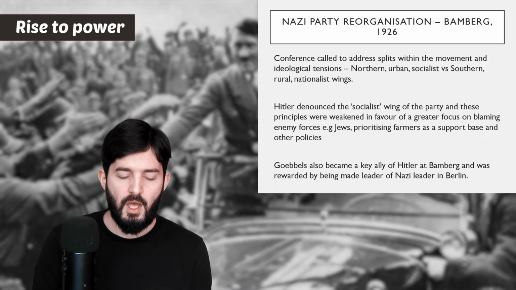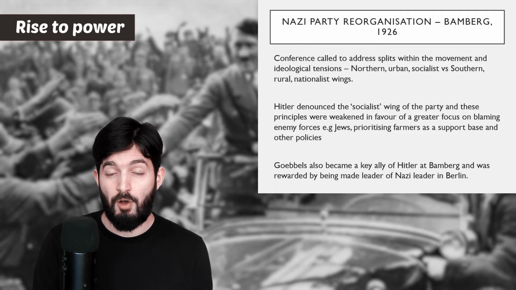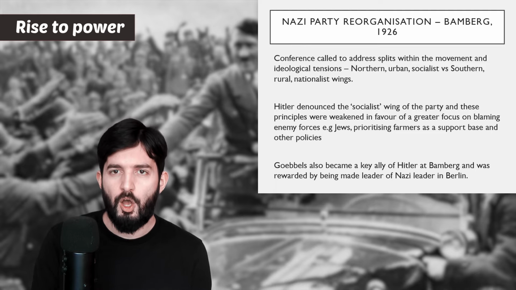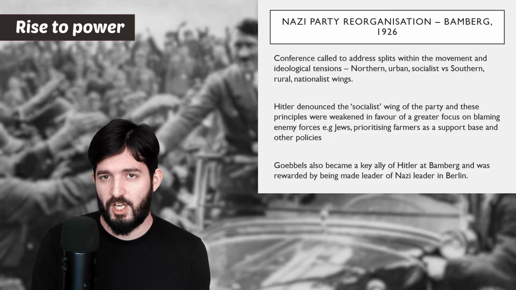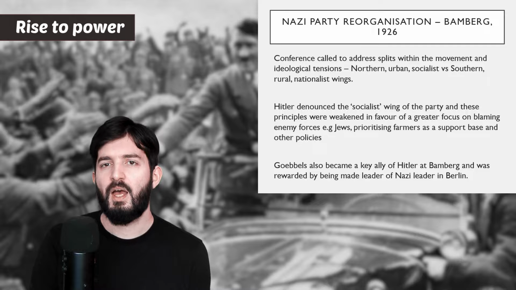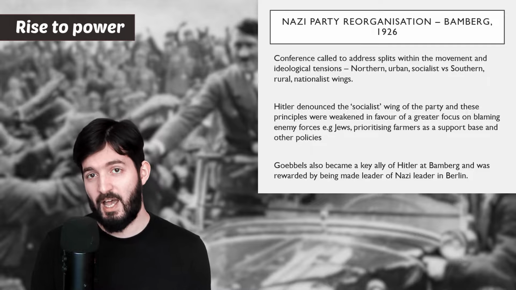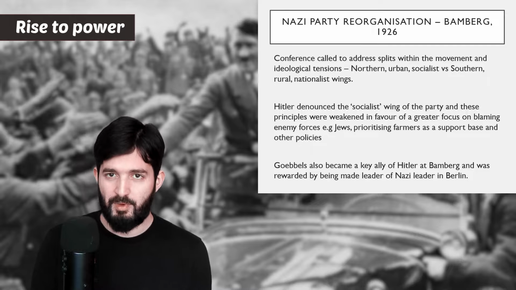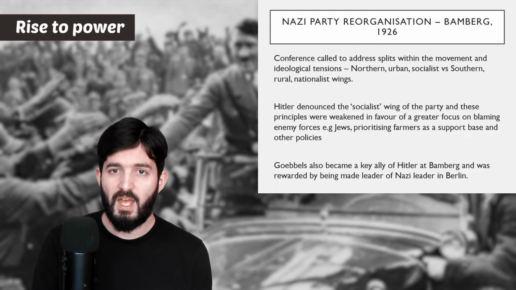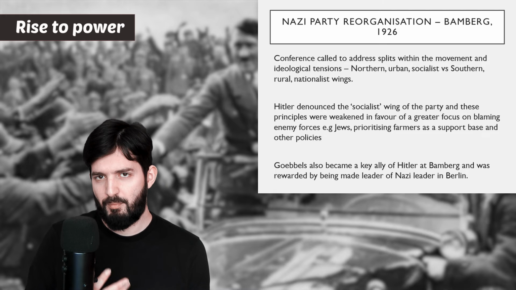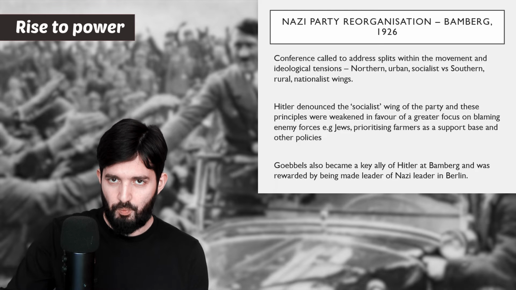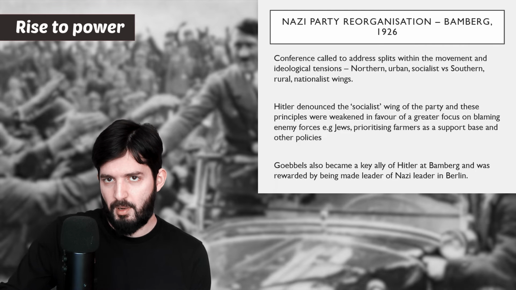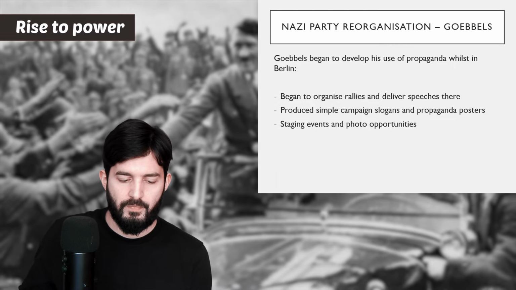You also get the emergence, as I say, of Goebbels at this conference in Bamberg, where he becomes a key ally of Hitler. Now, initially, Goebbels is actually one of the more socialist urban Nazis. However, he goes to Hitler's side at Bamberg, and from that point onward becomes a very close and key ally of him. Hitler then rewards him by making him the Nazi leader in Berlin. So I mentioned earlier, he was leader in Berlin. This is after the Bamberg Conference. So from 1926 onwards, we now have the rise of Goebbels as a prominent party figure within the Nazi party.